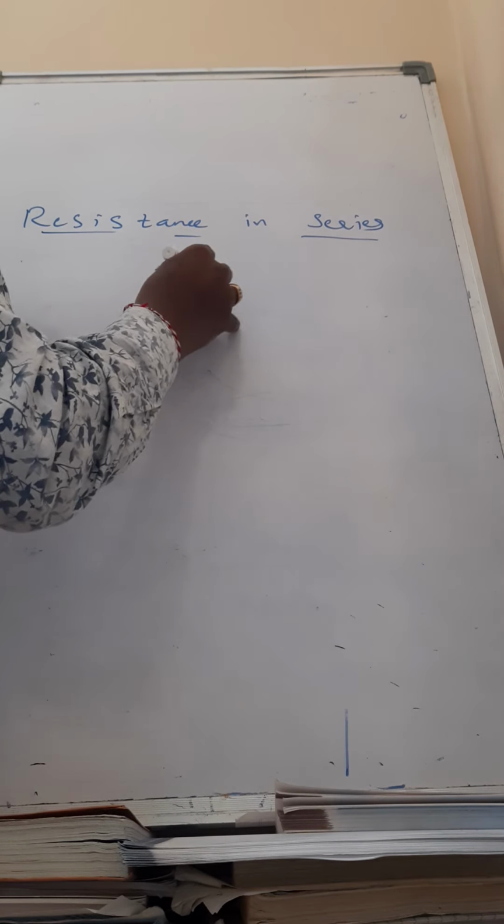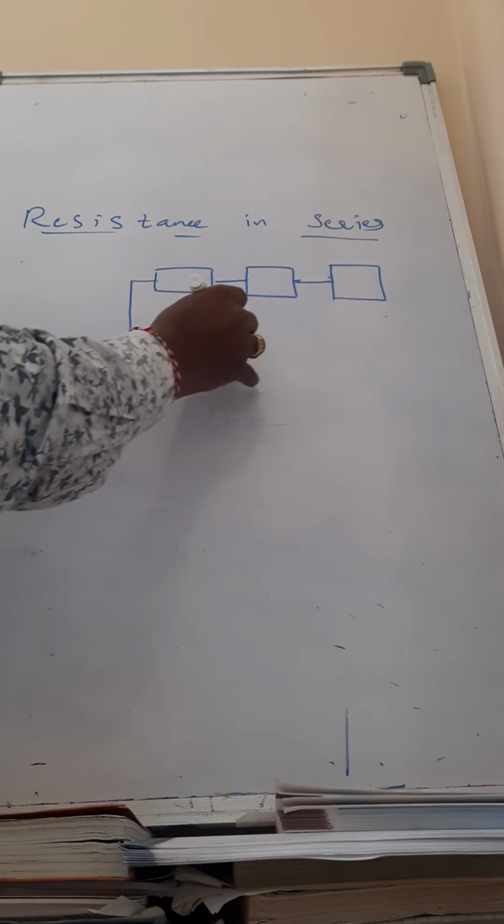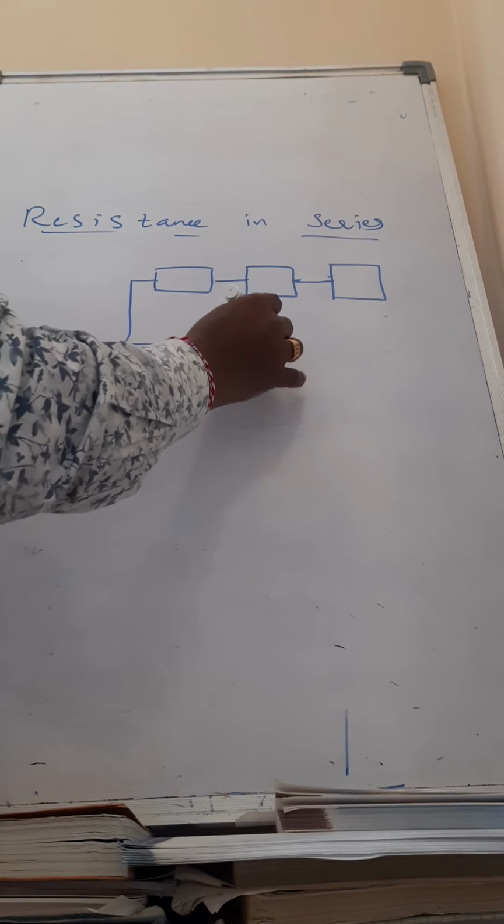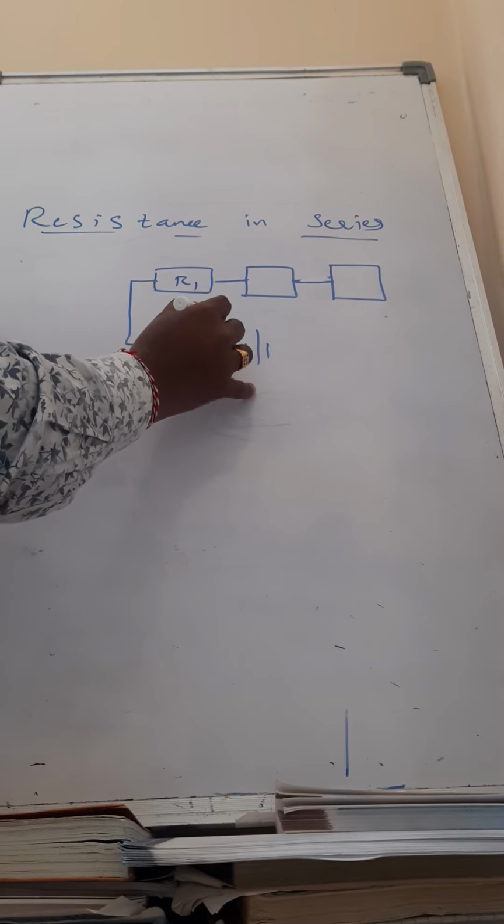Resistance in series. Now, if there are two or more resistances, we connect them one after the other in order. The first end of the first resistor is connected to one terminal of the battery, and the last end of the last resistor is connected to the other terminal of the battery.